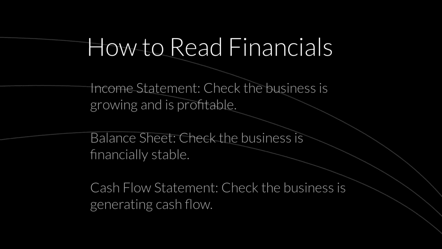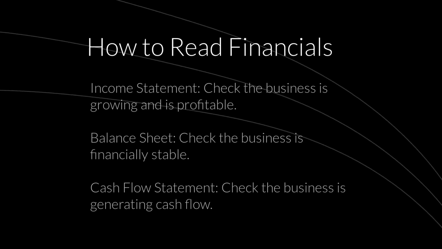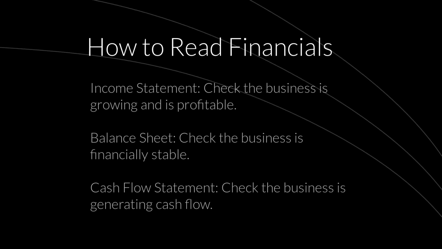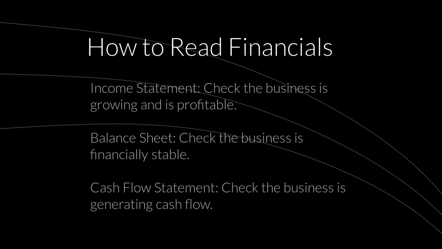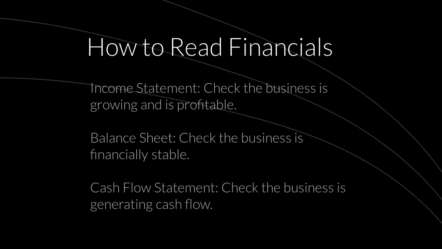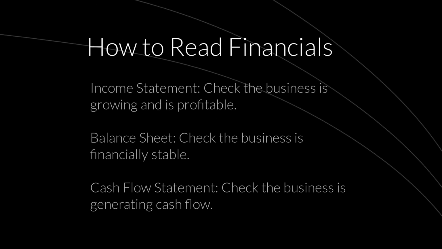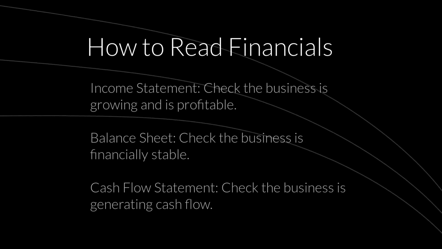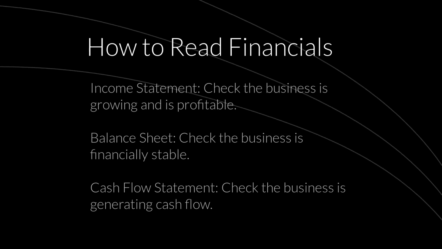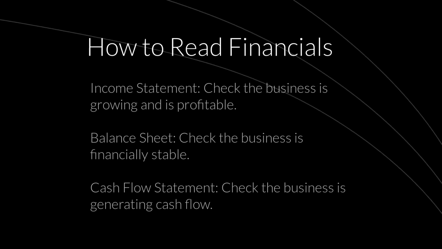Okay, so now let's take a step back. For each of these three statements, what you want to look for. Income statement, you want to get a sense if the business is growing and it's profitable. 2, balance sheet, you want to look at if the business is in a stable financial state and using capital responsibly, because it's a record of where they're getting cash from and where they're investing it. Cash flow statement, you want to see that the business is able to generate cash flow for its investors.